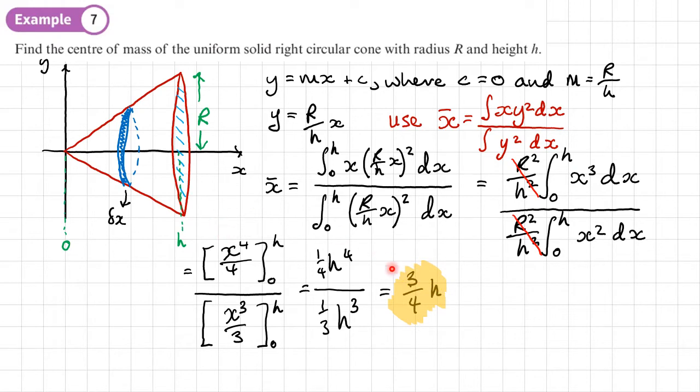Now this is a standard result which you can quote without proving it, but if you are asked to prove that the centre of mass is 3/4 of h, this is the method we need to use. Otherwise, just quote this result and use it. So just to finish it off, x bar is 3/4 h, y bar is 0, and we get that by symmetry.